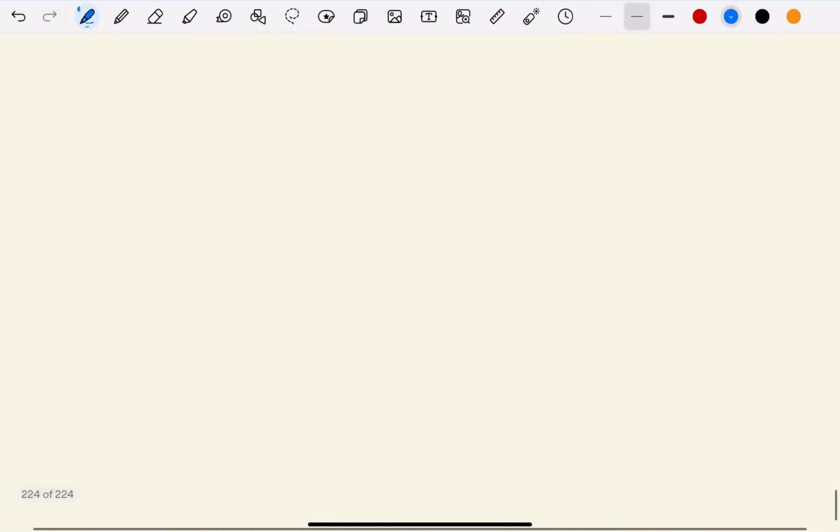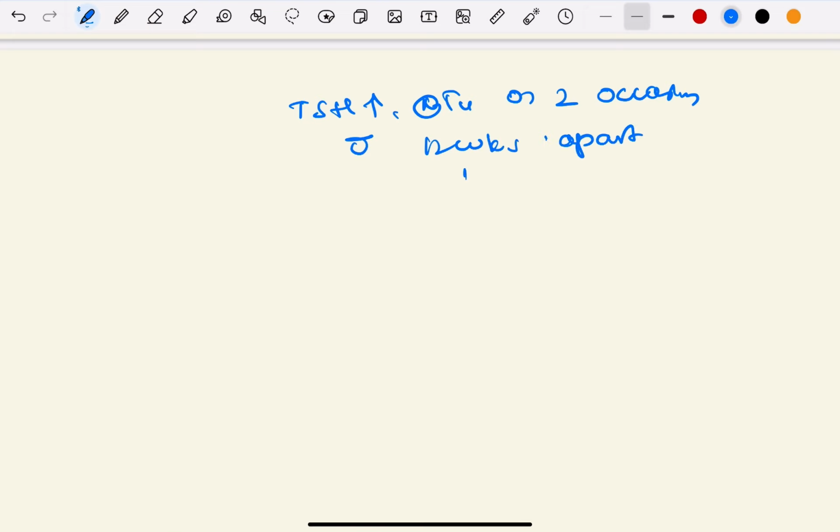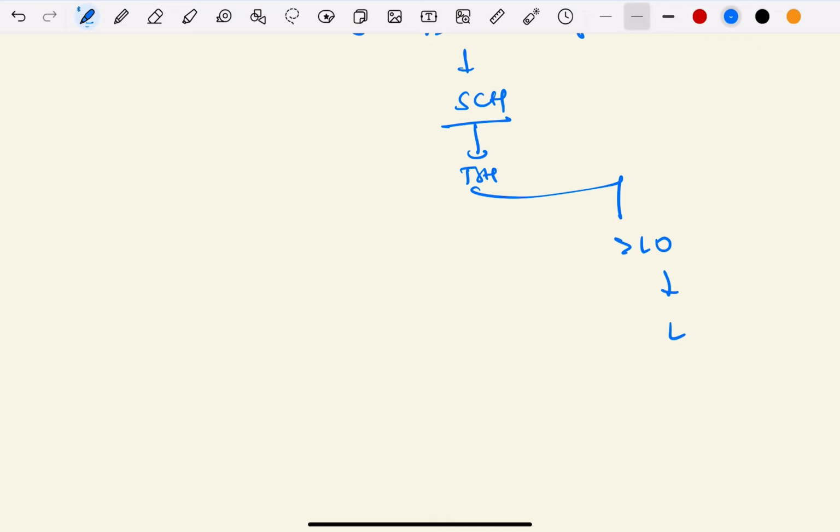So in a nutshell, if you want me to summarize, let's suppose TSH is elevated and T4 normal on two different occasions 12 weeks apart. So that is exactly the definition of subclinical hypothyroidism. So you diagnose subclinical hypothyroidism and there are indications for LT4, or let's suppose TSH level you have to say, TSH level more than 10, you directly start with LT4.